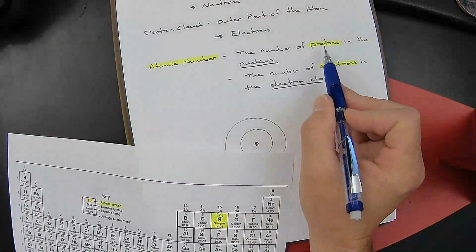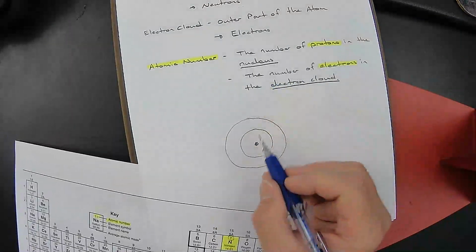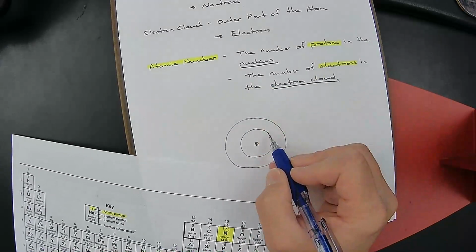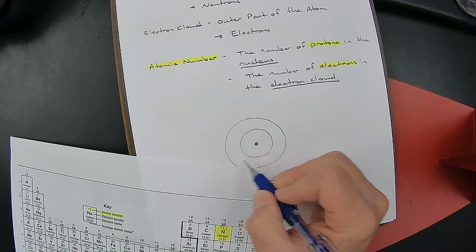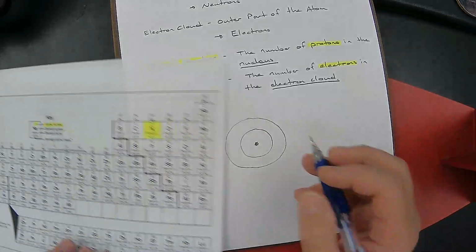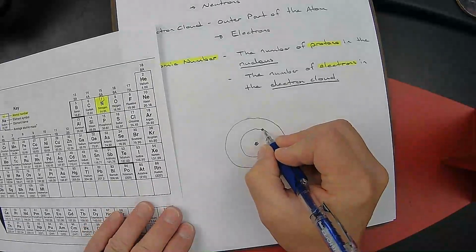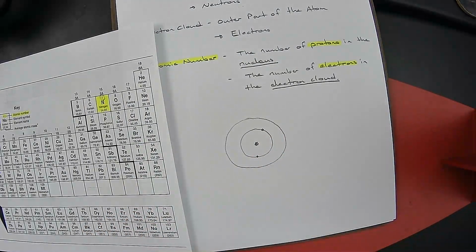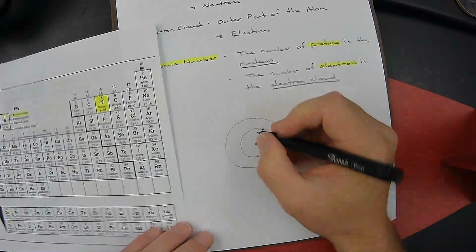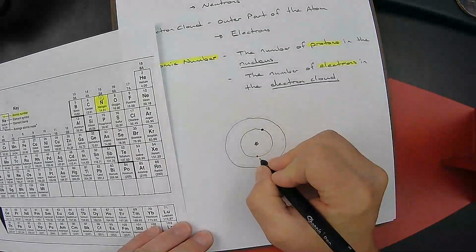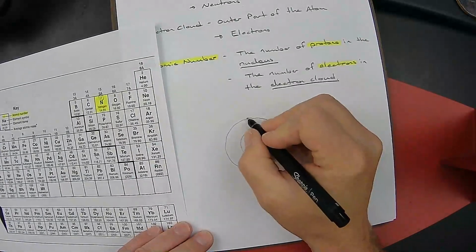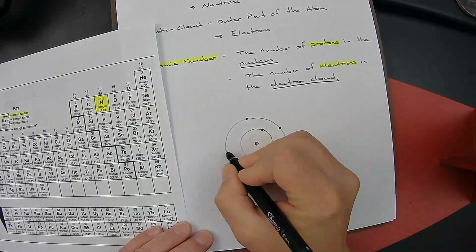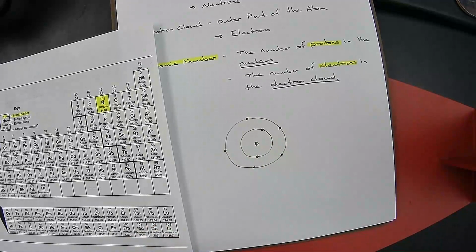Now, there are 7 electrons. Notice, the atomic number gives me the number of protons that are in the nucleus. It also gives me the number of electrons in this outer part, the electron cloud. It turns out that there are 2 electrons in the first area of space, and I'll draw those with a different color. 2 electrons there, and then 5 of them in that second area of space.